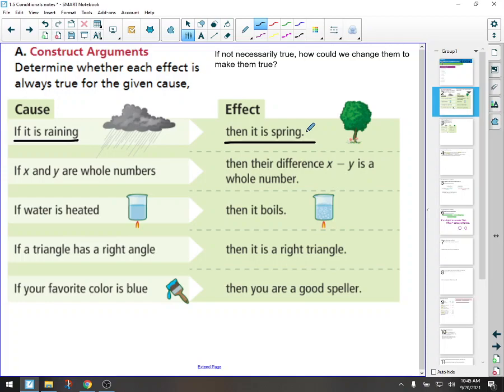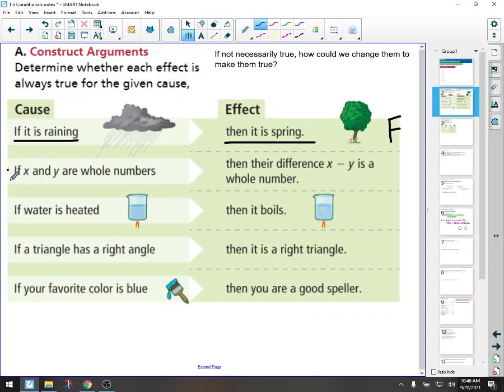If it is raining, then it is spring. I am currently filming this in the fall, and it rained the other day. So no, that is not true. So I'm going to write a big F there for false, right? So this is not always true. This is sometimes false. And when we are using formal reasoning and formal logic, we shouldn't say a sentence like this, because it's not always true. If it's raining, could it be spring? Of course, but it can also rain in the fall and the summer and the winter.